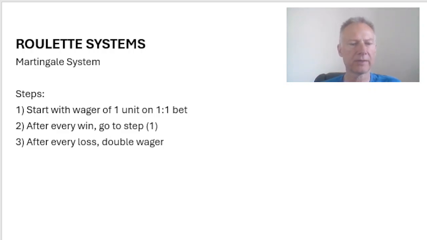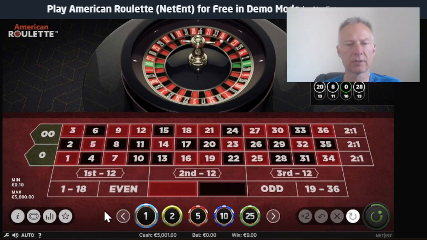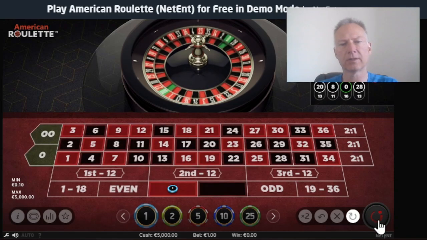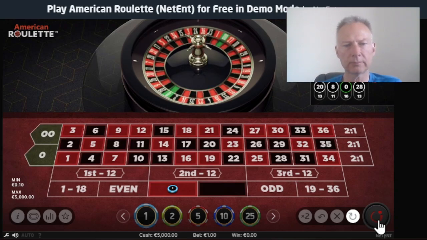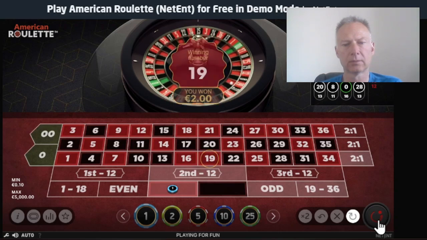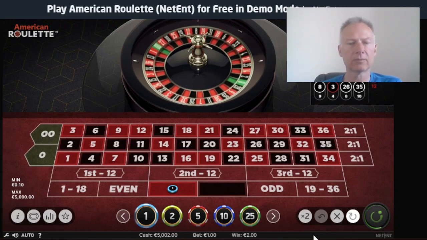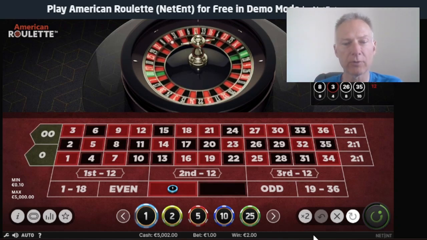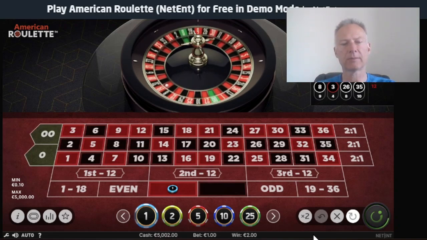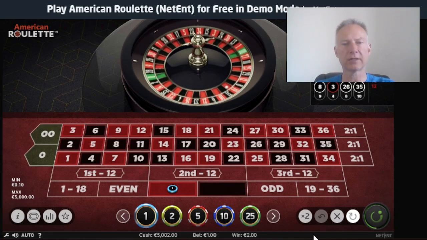So let's take a look at what that might look like here. We're going to go ahead and clear the board here, and I'm going to wager 1 unit on red. Let's see what happens in our Martingale. The winning number is 19 red. Okay, I got red, so I won 2 units. In their way of portraying things on this particular website, my win is 2 for the original bet of 1, which is now gone. And my net is 1 unit.